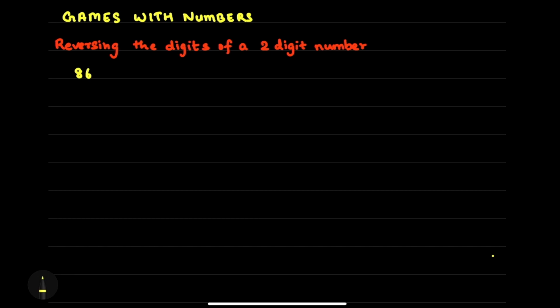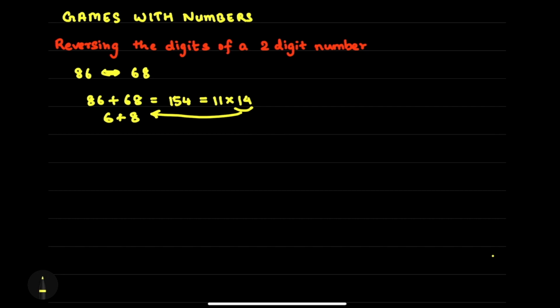Let's take a two-digit number 86. The reverse of it is 68. And let's add these two numbers. So 86 plus 68 is 154. Now the sum 154 can be written as 11 into 14. Let's observe this very closely. So we have two numbers by which 154 is divisible, and that is 11 and 14. 11 is on its own, but 14 is special because it is the sum of 6 and 8, the two digits. So this brings us to a very interesting property.